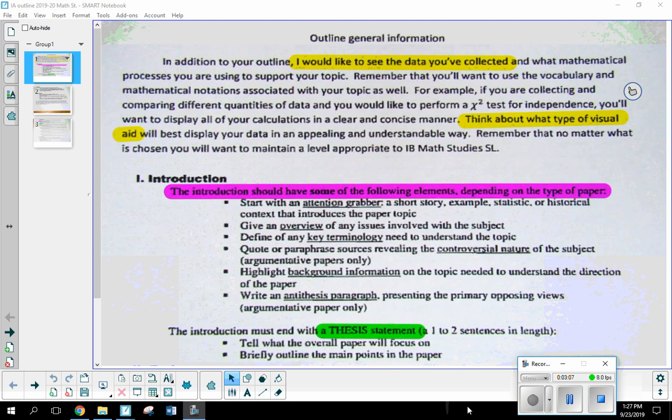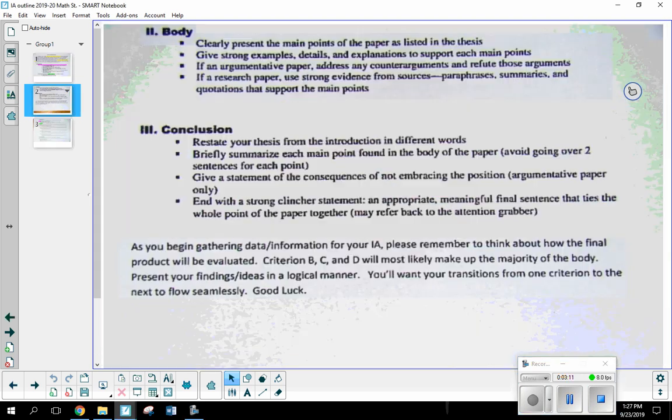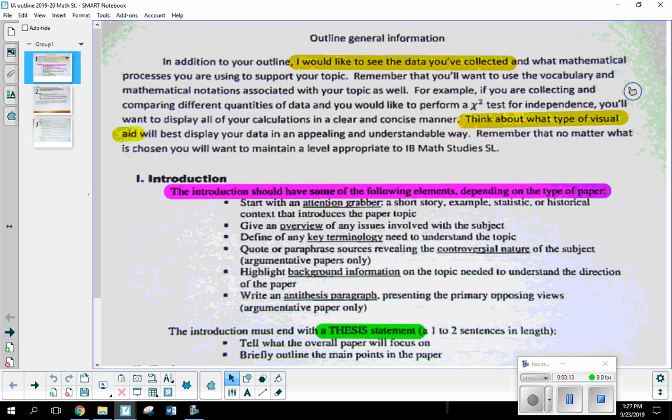And then I broke down basically your paper into these three parts. We have the introduction, we got the body of the paper, and then the conclusion. Okay, so this is what I'm going to be looking for, and I went ahead and color-coded this to make it a little easier. First, the introduction should have some of the following elements depending on the type of paper.